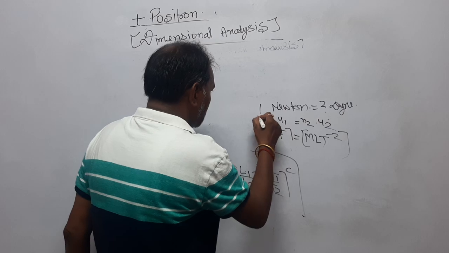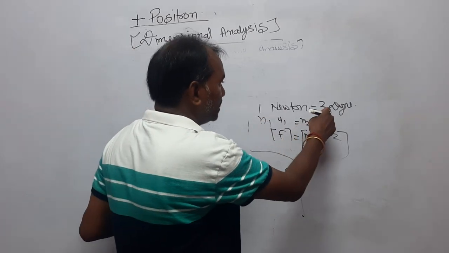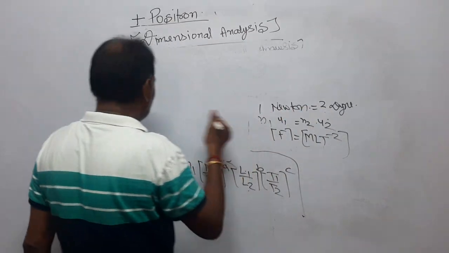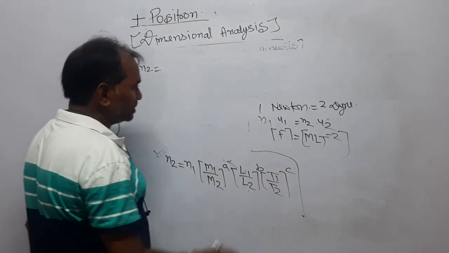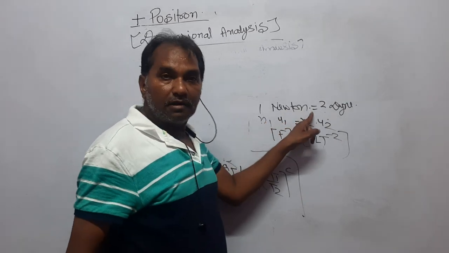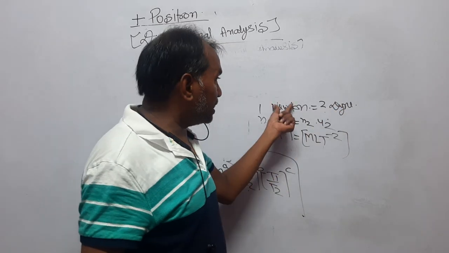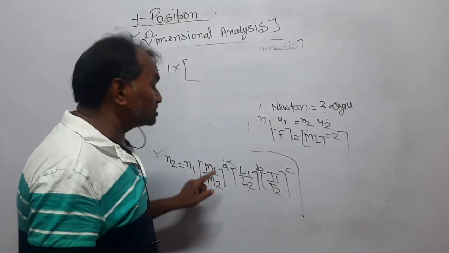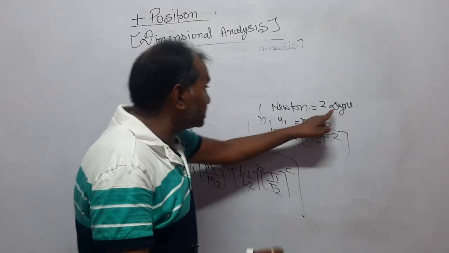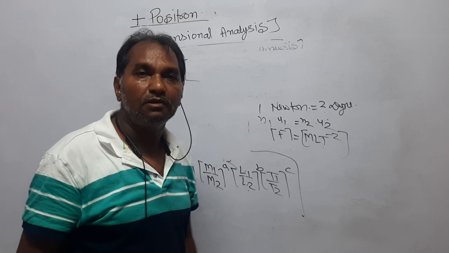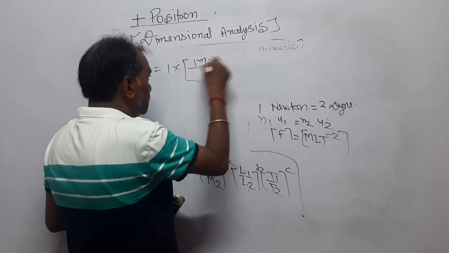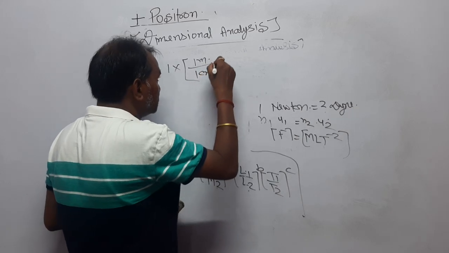Now, N2 is what we have to find out, that is, how many dynes are there in 1 Newton. So N2 is equal to N1, and N1 is 1 into, that is Newton. We have to convert Newton into dyne, means MKS into CGS. In the first system of unit, M1, L1, T1 is in MKS, and in the second system of unit, M2, L2 and T2 is in CGS. So L1 in MKS is 1 meter, L2 is 1 centimeter.